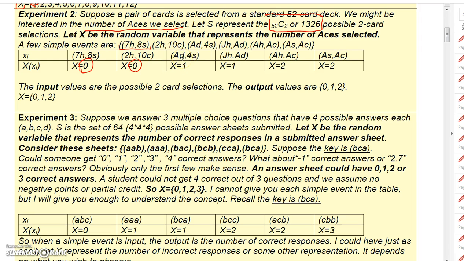Now, if you draw the ace of diamonds and the 4 of spades, or if you draw the jack of hearts and the ace of diamonds, then X is going to be 1 because there's one ace in each of those hands. Or if you draw the ace of hearts and the ace of clubs, or the ace of spades and the ace of clubs, then X would be 2 because there's actually 2 aces in that hand. So the input values are all of the possible 2-card selections, and the output values range from 0 to 2 because you can have anywhere from 0 aces up to 2 aces. So the values of X can equal 0, 1, or 2.